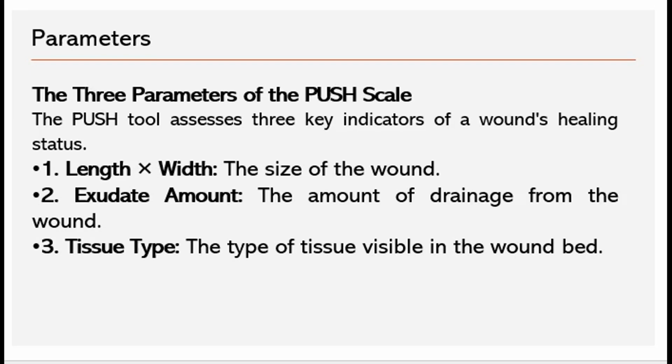So when we open the dressing, before applying any topical agent, we can see what drainage is coming out. Accordingly, we will take the score. And tissue type: the type of the tissue is visible on the wound bed. Accordingly, we will see the parameters. Let us see one by one how it is calculated.